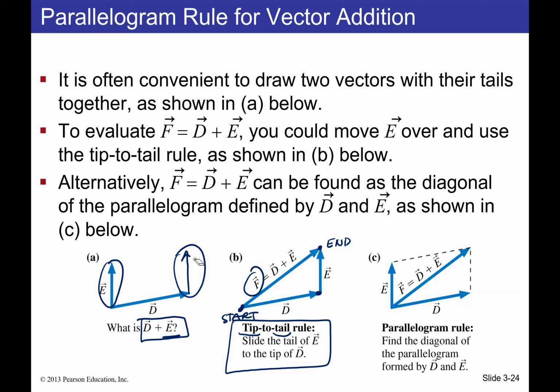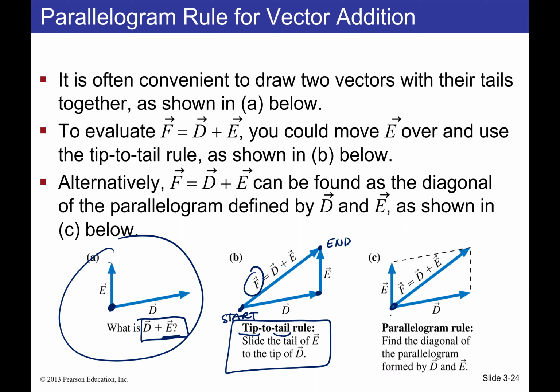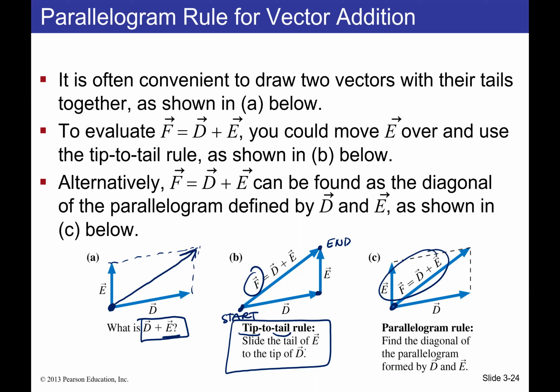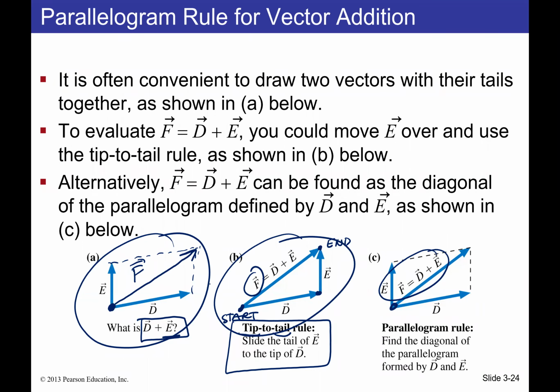You can also use a parallelogram method, which is basically going back to this, for example. What you do is you connect them at their tails, and then you construct a parallelogram, which is basically the projection of E and D on opposite sides. And then the vector going where they're connected at their tails, diagonally like this, that's our vector F. So you can see that vector F using tip to tail or parallelogram methods yields the same answer, same magnitude, same direction.